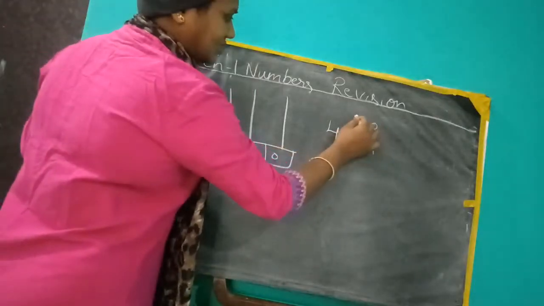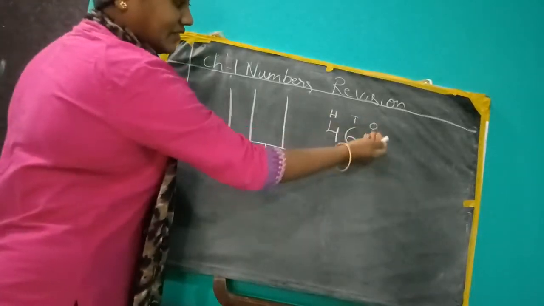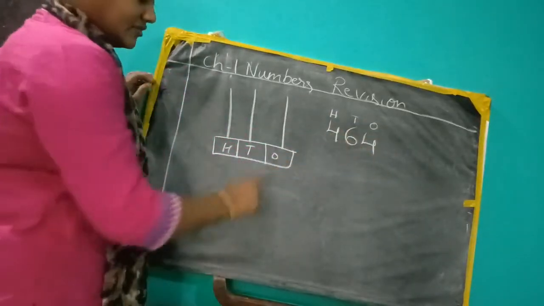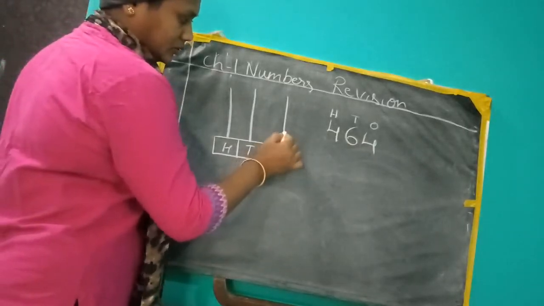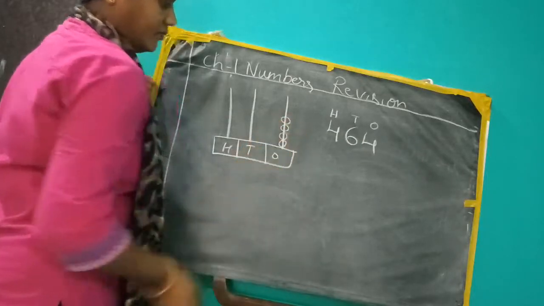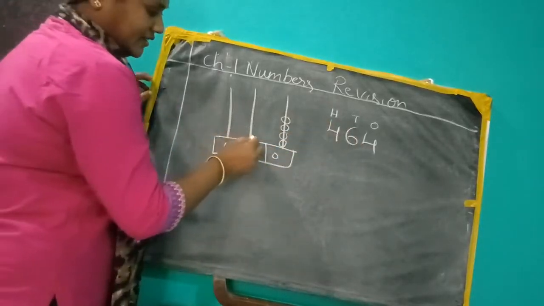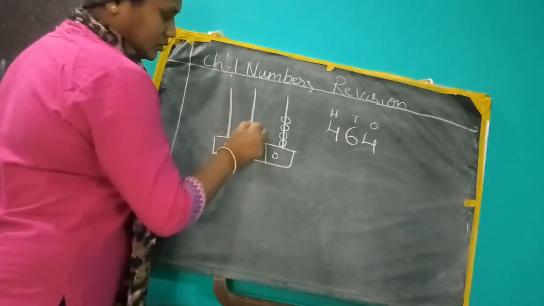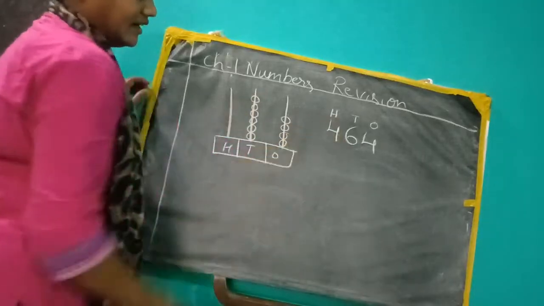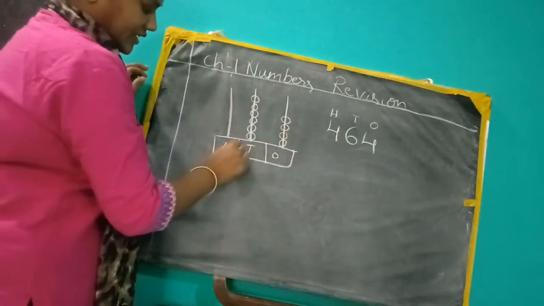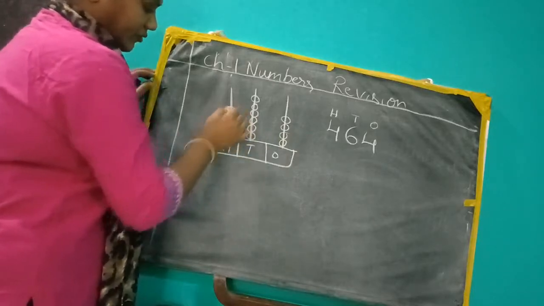You should see the ones place, tens place, hundreds place first. In the ones place, which number is here? 4. That's why you should draw 4 beads here: 1, 2, 3, 4. In the tens place, which number is here? 6. That's why you should draw 6 beads here: 1, 2, 3, 4, 5, 6. In the hundreds place it is 4, so you should draw 4 beads in the hundreds place: 1, 2, 3, 4.